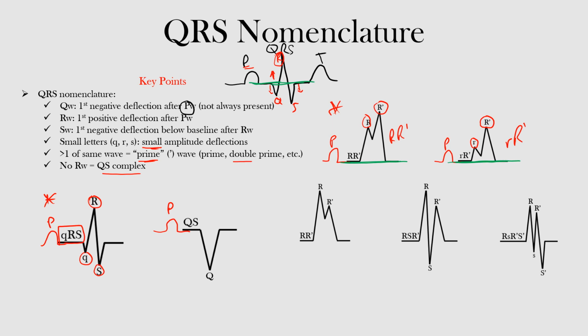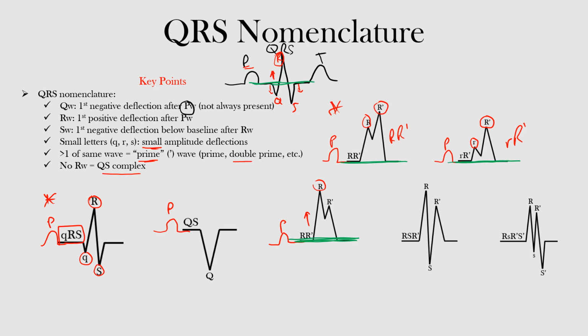Next, we'll move down here. We have, again, another R prime complex, but notice it's a little different from the previous one. Again, let's imagine we have our P wave coming before it. Then we have a positive deflection, so this is an R wave, okay? The one after it does not go below our baseline here, so again, it's not an S wave, all right?